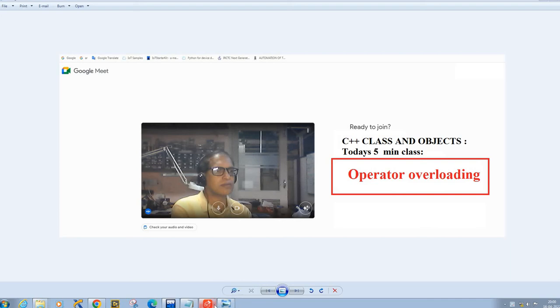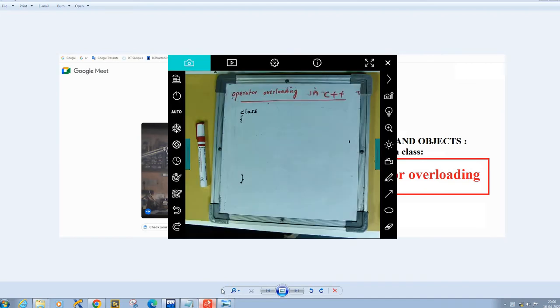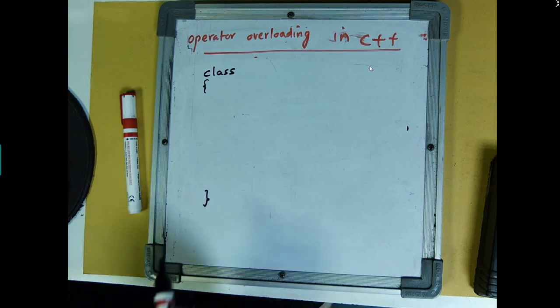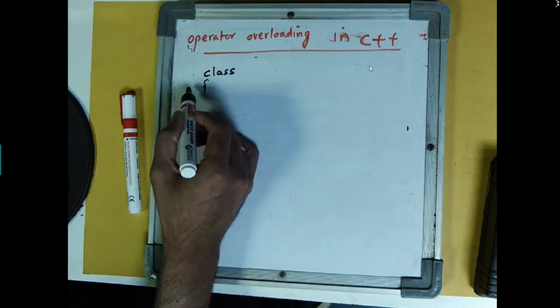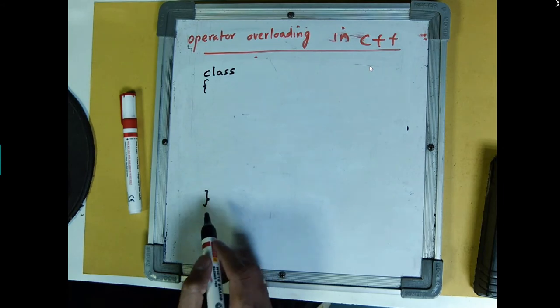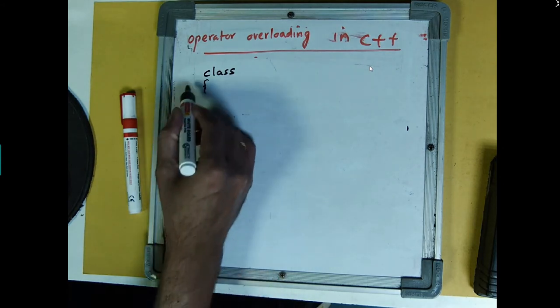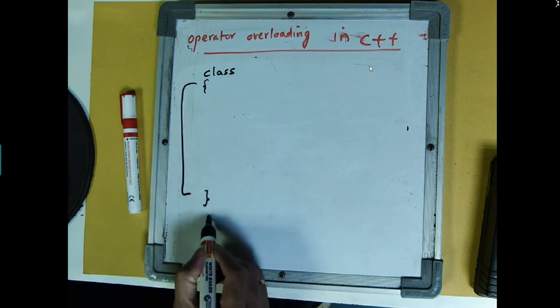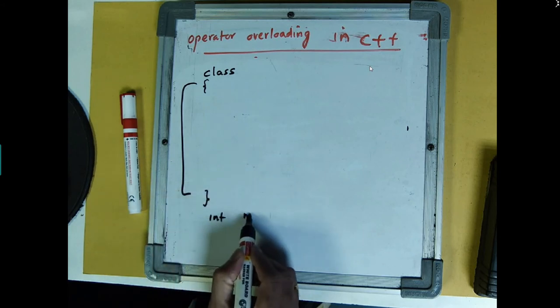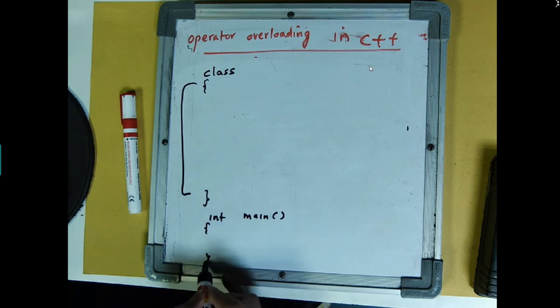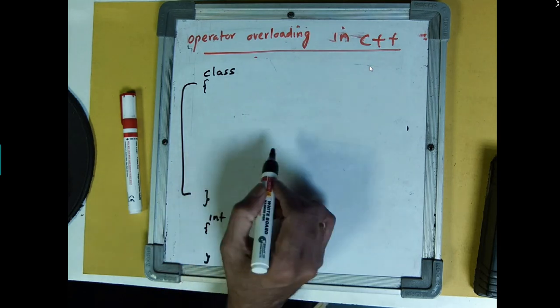Students, today we are going to discuss a new topic. It's called operator overloading in C++. So far we discussed that in C++ we have class and objects, and whatever is written inside this class is not available to main unless you define them as public.